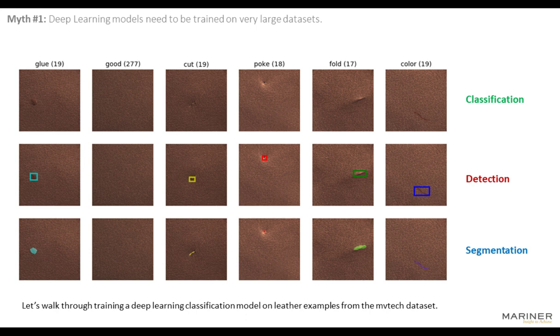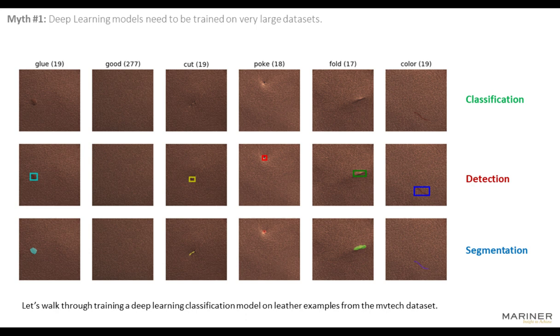There are a bunch more examples of good than defects. That's pretty typical. Also, this data set is targeted at unsupervised or 1-class learning. We won't talk about unsupervised too much today. If you have questions, though, please ask at the end or reach out to us. So that's the leather data set.